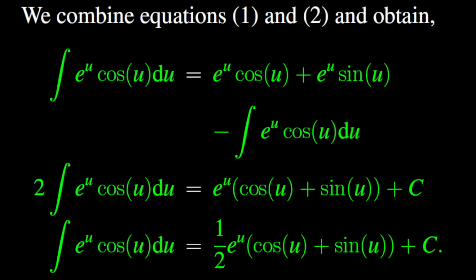We then combine equation 1 and equation 2 and we see that the integral of exponential of u times cosine of u du appears on both sides of the new equation. We move those terms to one side. When we solve the resulting equation, we see that the integral of exponential of u times cosine of u du is equal to 1/2 times exponential of u times the sum of cosine and sine of u, plus the constant c.